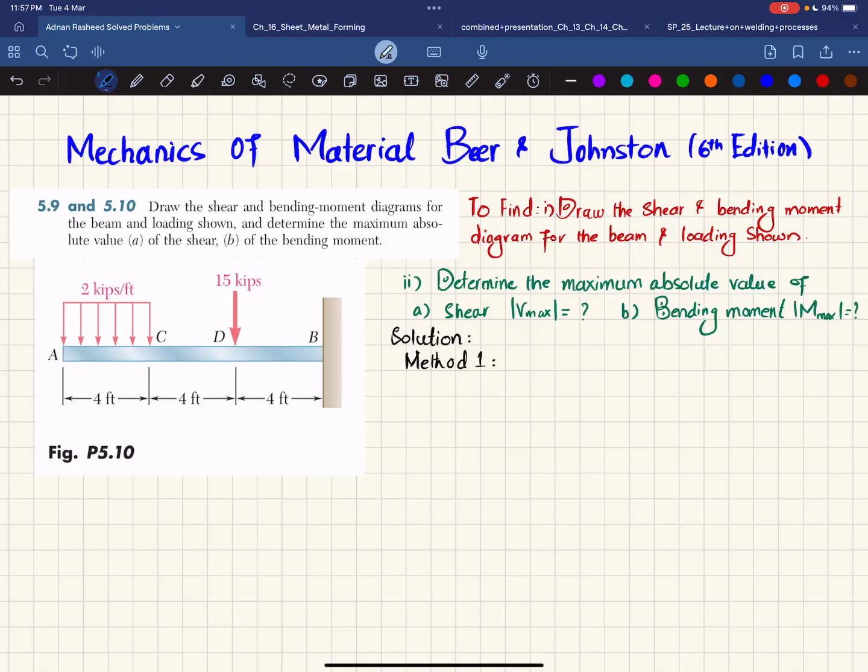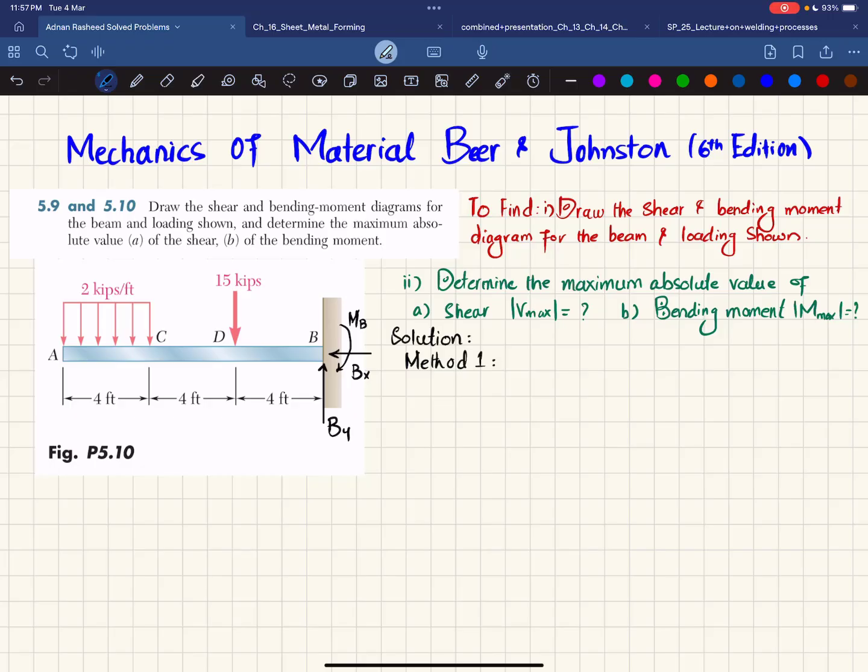Okay, starting with method 1, if you remove this fixed support at point B, it will offer a reaction force which will be represented as By, as well as a horizontal reaction force Bx, and a reaction moment which will be Mb. So we'll find Mb, Bx and By by using the equations of equilibrium.